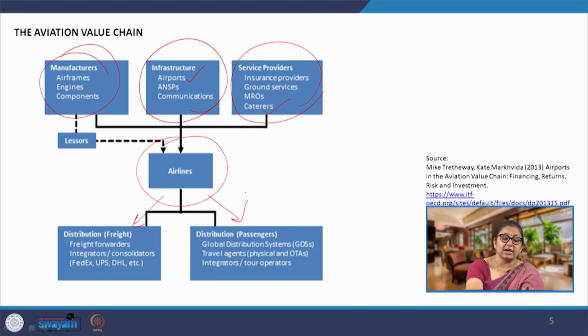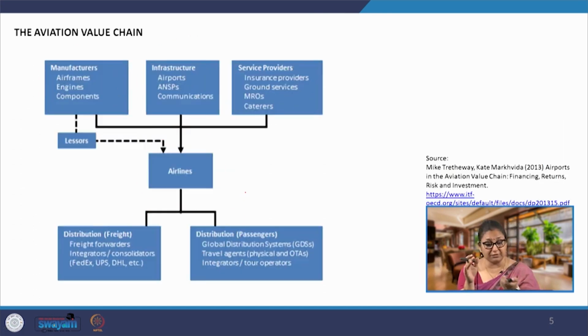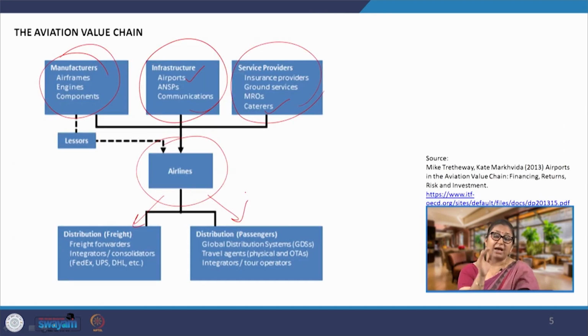This is the entire aviation value chain. Now, if we look at this entire value chain of aviation, we will see that a significant amount of emissions from the aviation value chain is actually coming from the flying of aircraft. If we look at 100% of emissions, in certain cases we will see that almost 90% of the emissions are coming from the flying of aircraft, because that is where the fuel is being burnt.